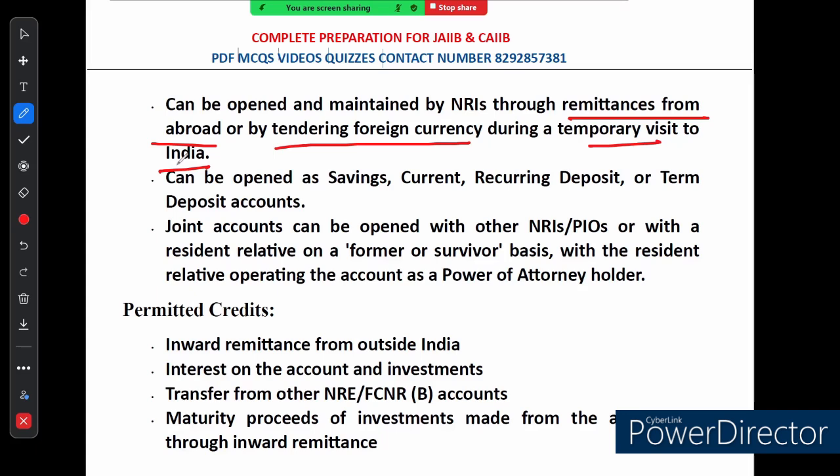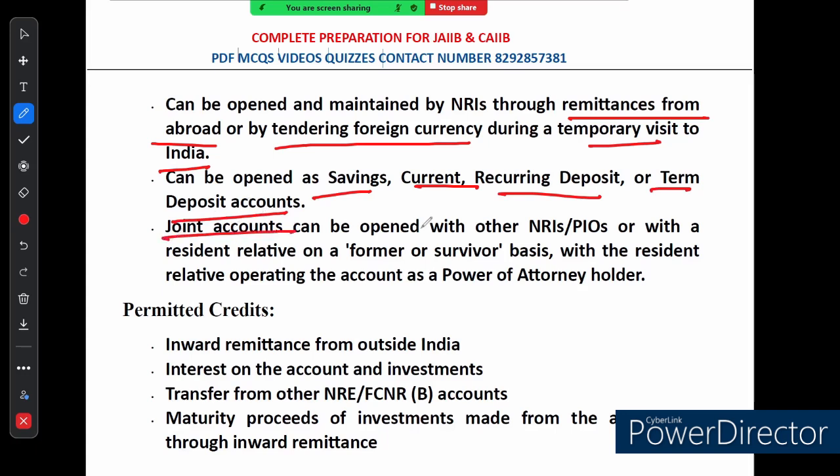The next thing is types of account. The NRI account is quite flexible. It can be opened as a savings account, current account, RD, that is recurring deposit account, or a term deposit account. This gives you plenty of options depending on how you want to manage your money.